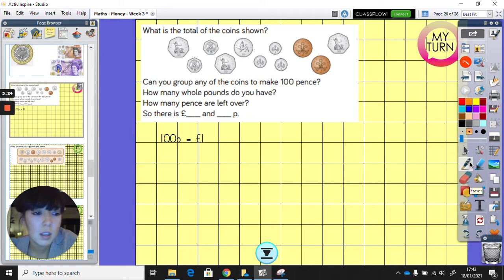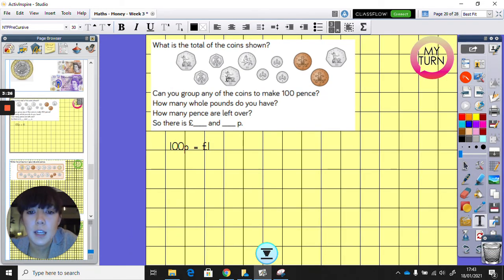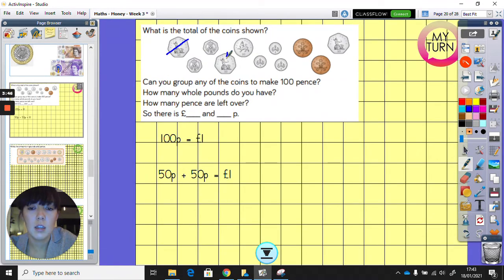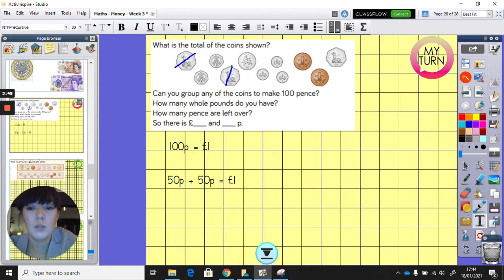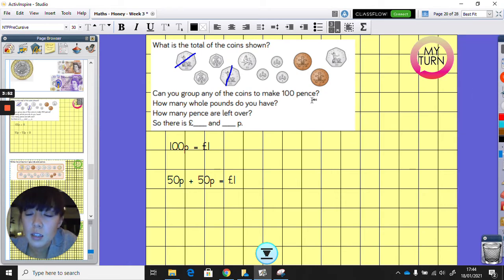What I'm also going to do, which is a little trick, is once I've added something, I'm going to cross it out. I know that 50 add 50 equals 100 because 5 add 5 equals 10. So 50p add 50p will equal 100p, which is the same as £1. I'm going to write that in there and cross out those ones. Okay, so I've got £1. Can we group any of the other numbers? We've got our 50p here, so I'm going to pop that one in.